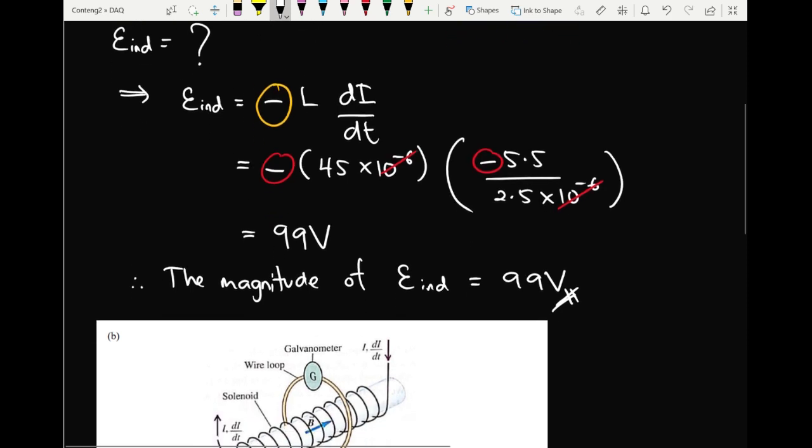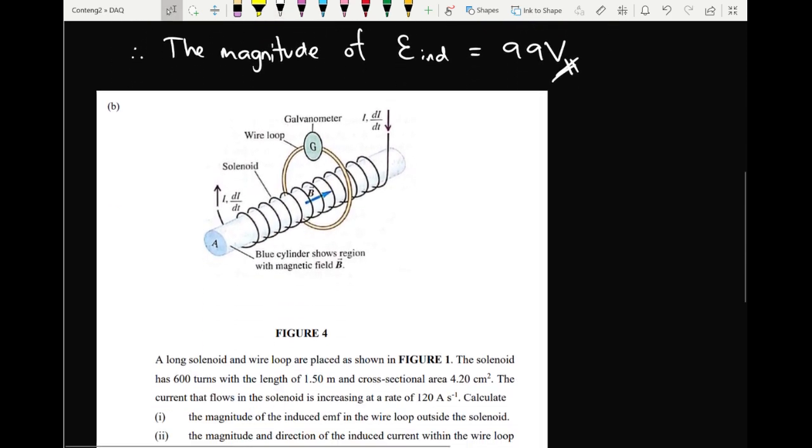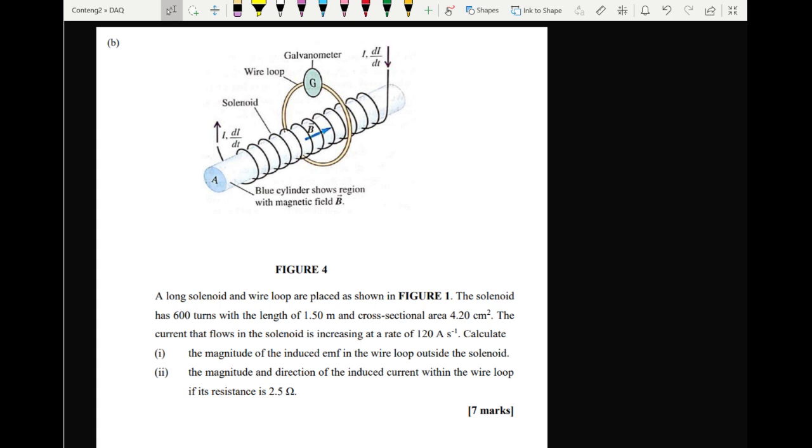Now the second question, for B. You have a diagram, figure 4. So this one is figure 4.